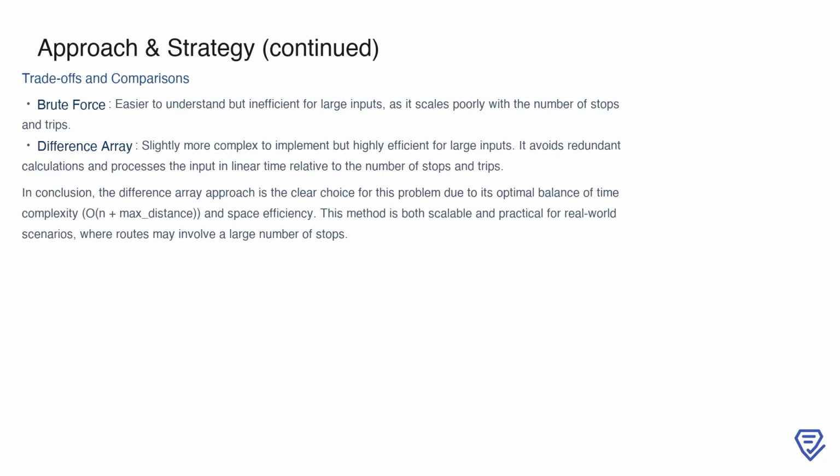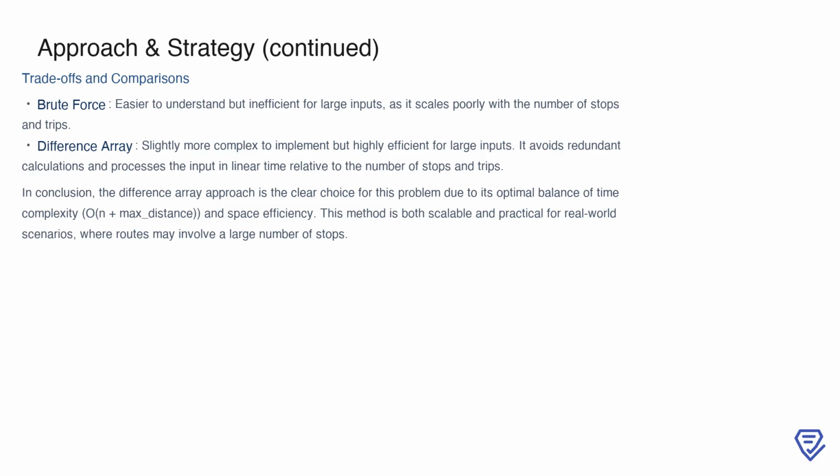The brute force method is easier to grasp conceptually and straightforward to code. However, its inefficiency makes it impractical for larger inputs, as it scales poorly with the number of stops and trips. On the other hand, the difference array approach is slightly more complex to implement but offers significant advantages in terms of efficiency. It avoids redundant computations and processes the input in linear time relative to the number of stops and trips. This makes it highly suitable for scenarios involving large datasets. Ultimately, the difference array approach stands out as the best choice for this problem.